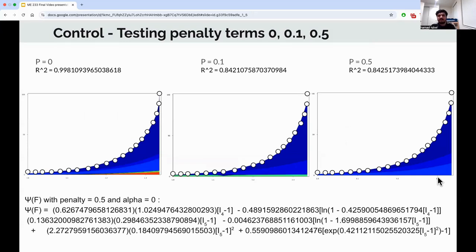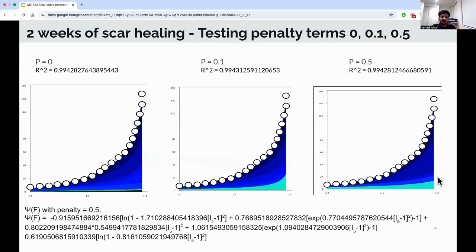Now getting to the results. So for our control, across 3 different penalties, we saw that the I5 term dominates, and it had 5 activation functions. And for week 2, we again saw the I5 term dominates, and with a penalty of 0.5, there were 5 activated terms.